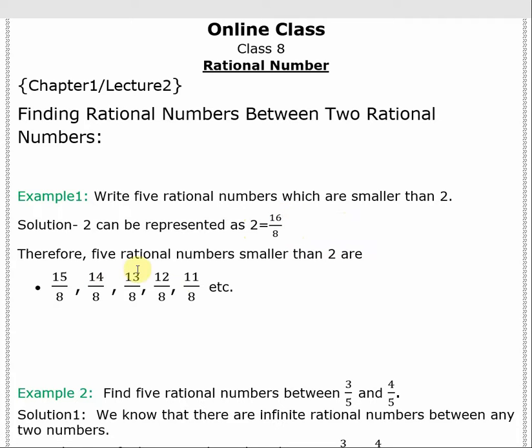Now, 16 by 8 has a denominator 8 and a numerator 16. So from this expression we can understand the fractions which will be smaller than 16 by 8 are 15 by 8, 14 by 8, 13 by 8, 12 by 8, 11 by 8. We can go more, we can go up to infinite. We can find so many numbers which are smaller than 2, but here 5 numbers we have found easily. I hope you have understood.